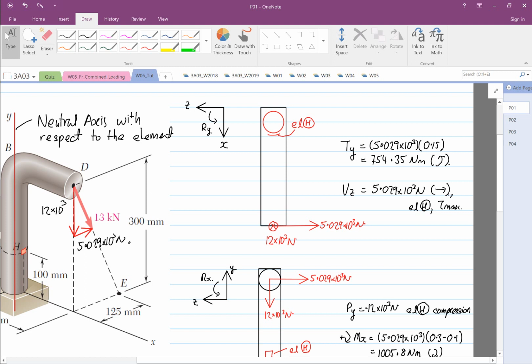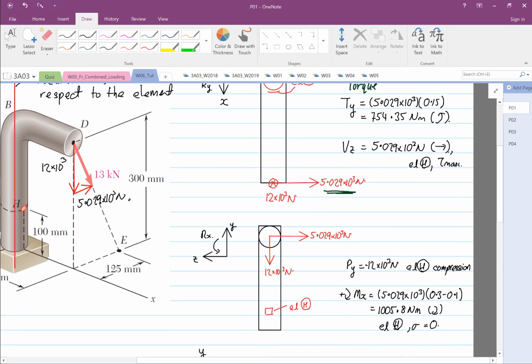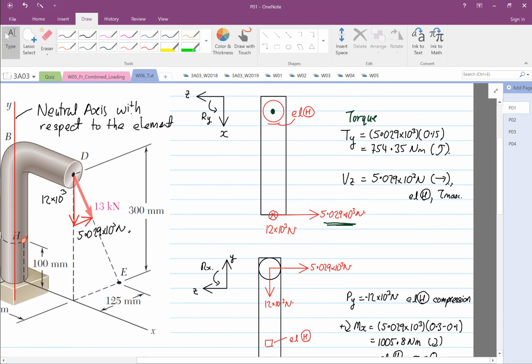Over here, the position of the neutral axis, which I'm going to draw in green, is shown. You can see from here, the 5.029 times 10 to the power 3 is going to generate a rotation about the neutral axis. So that's why this is a torque, Ty. And then we have a shearing stress acting on the neutral axis or on the structure, that's 5.029 from here. Only analyze the arrows, not the crosses and dots. That's why we ignore the cross.